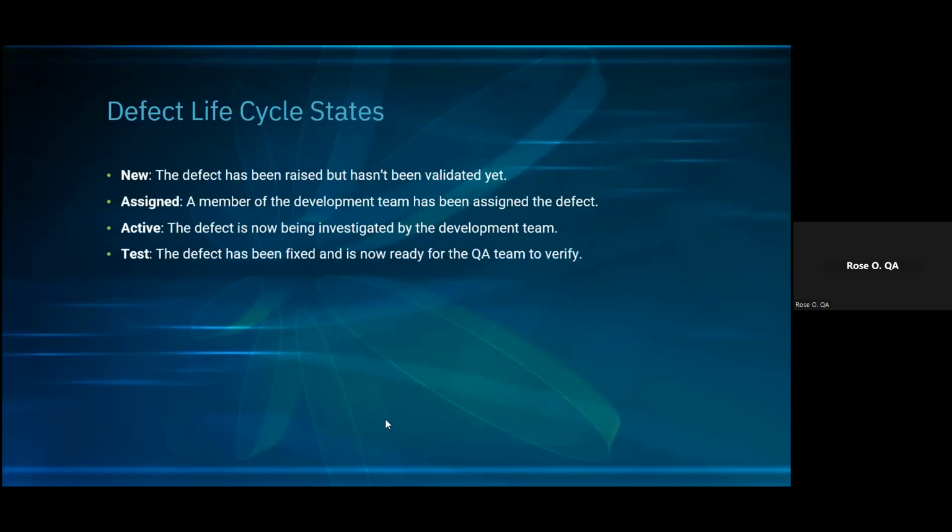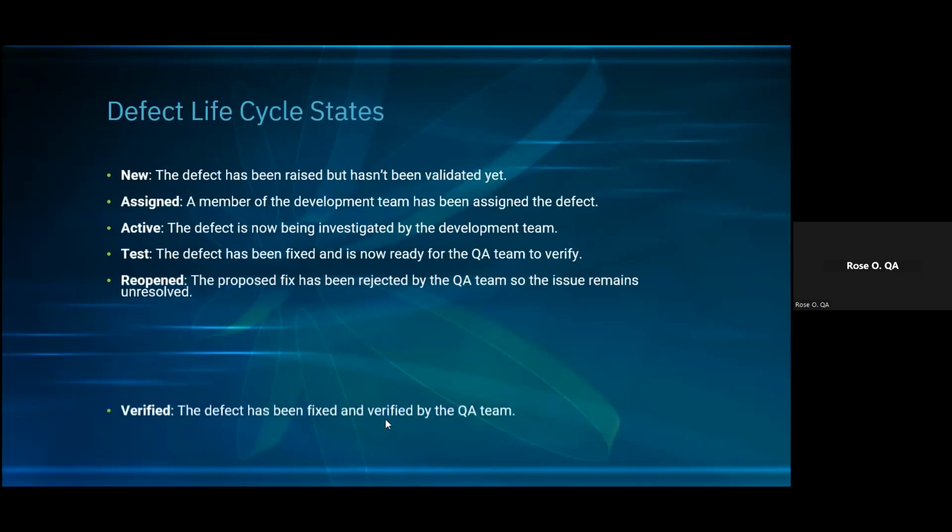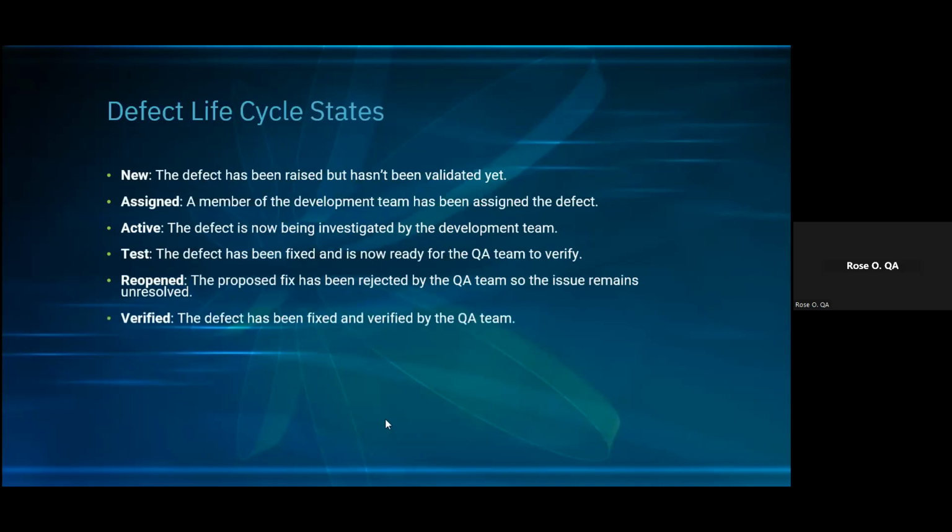Test: the defect has been fixed and is now ready for the QA team to verify. Reopened: the proposed fix has been rejected by the QA team, so the issue remains unsolved. Verified: some use verified. The defect has been fixed and verified by the QA. Closed: if the defect no longer exists, the state of the bug is fixed and set to closed.